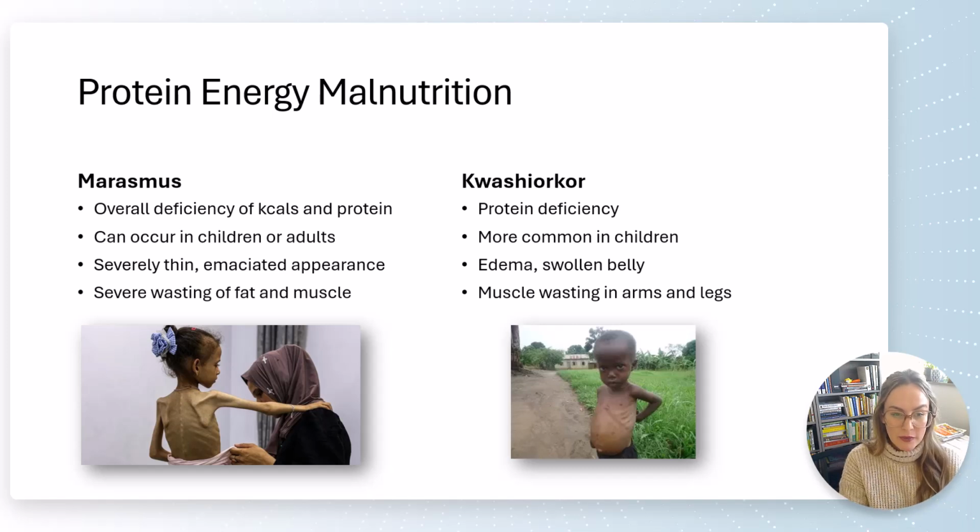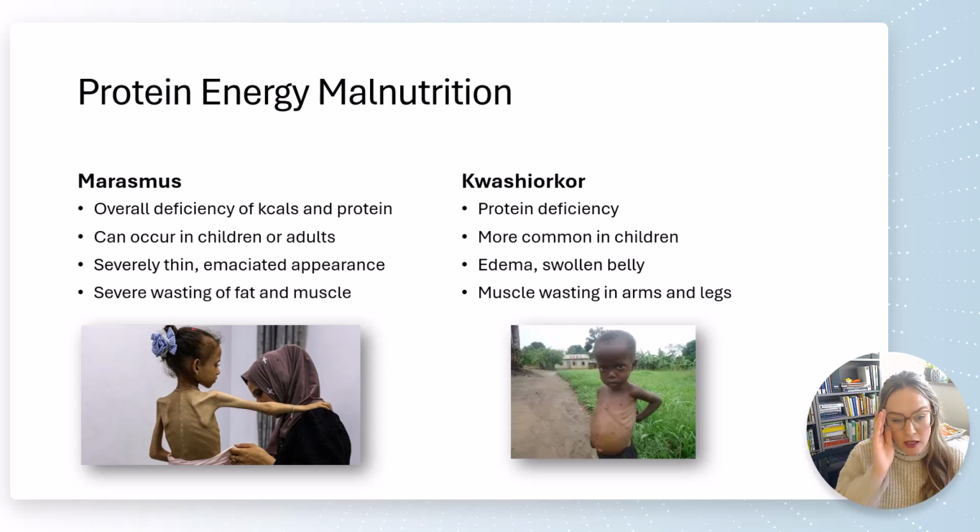With marasmus, we see an overall deficiency of calories and protein. This can occur in children or adults. It's basically starvation over time. So I'm not eating enough calories, not eating enough protein, not eating enough carbs. I'm just not eating enough over time. So I start to experience muscle wasting and fat wasting and have this severely thin, emaciated appearance.